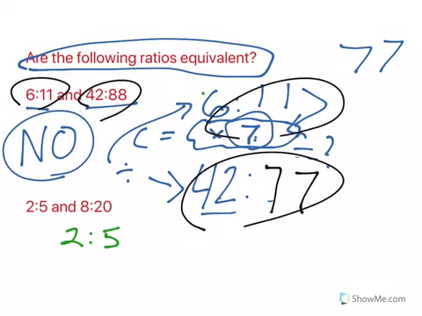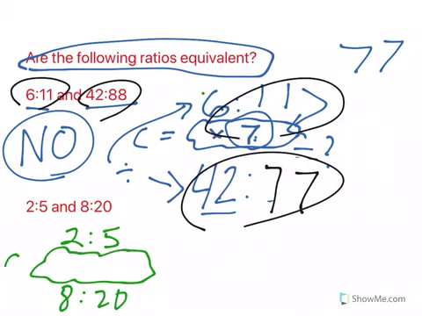2 to 5, 8 to 20. And I'm going to leave this space for my magic number, also known as my constant. Well, to get from 2 to 8, I'm going to have to multiply by something. Well, 2, I know it's a math fact, right? 2 times 4 gives me 8. Or if I went the opposite way, I could say 8 divided by 2, and I would get 4, right? So 2 times 4 equals 8.